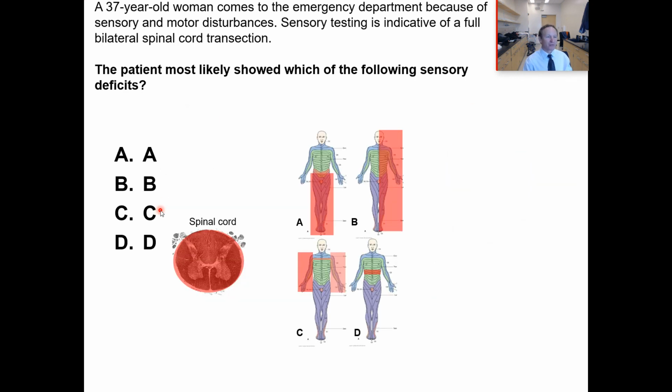Here's another case. Well, this one is pretty clear. It's A. It's basically a complete transection of the spinal cord on both sides, right? It leads to sensory deficits and a lot of other problems here below the lesion, right? In both extremities, right? So that's very clear, and that should be very self-explanatory.